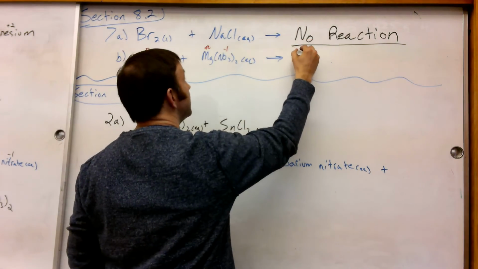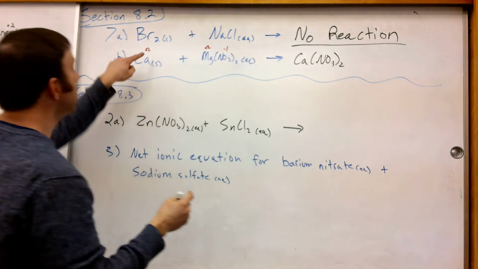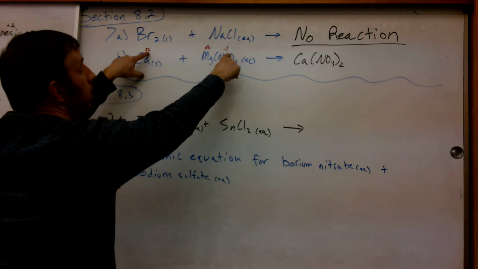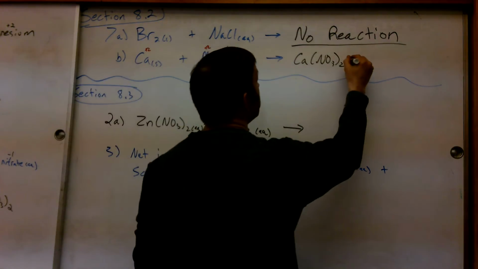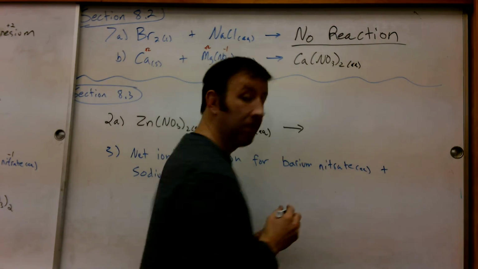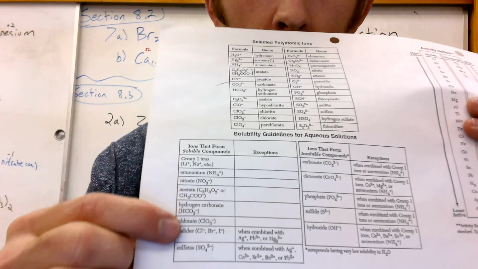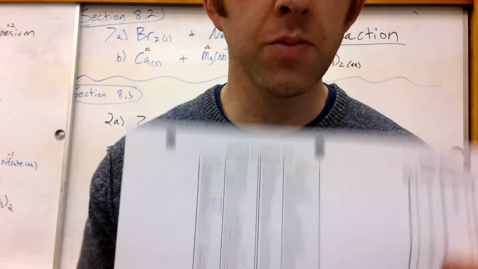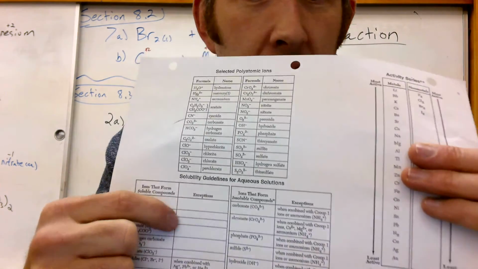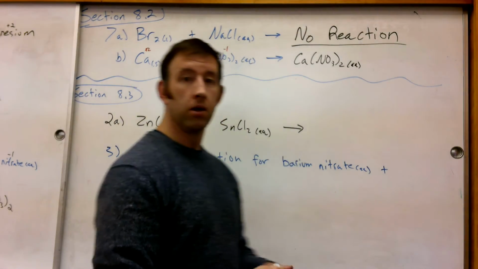Which will be Ca(NO3)2. Because calcium is a +2 and nitrate is a -1, I need 2 nitrates to neutralize it. And that is going to be aqueous. I know that because of my solubility rules: nitrates are always soluble, which means they're always aqueous, and there are no exceptions to that. So that tells me calcium nitrate will be aqueous when water is present.